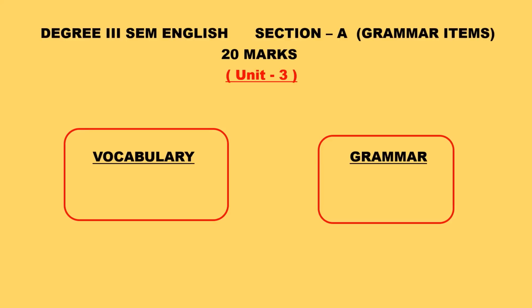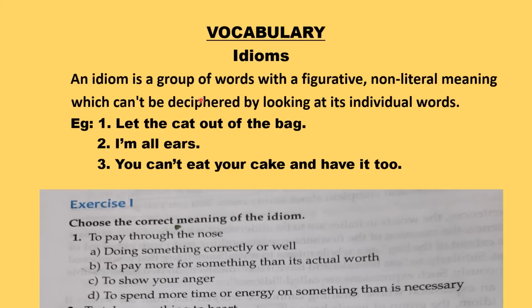So now we are moving on to the third unit. We have, under vocabulary and grammar, idioms and connectives. So we are going to discuss idioms right now. So what is an idiom?